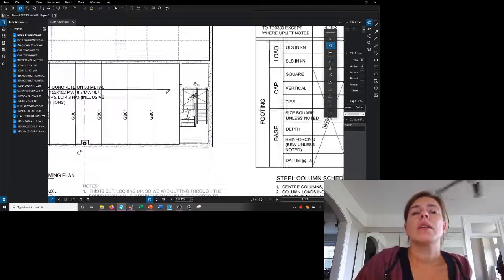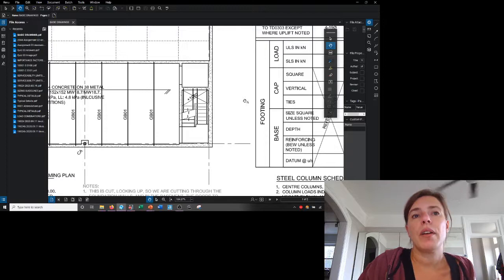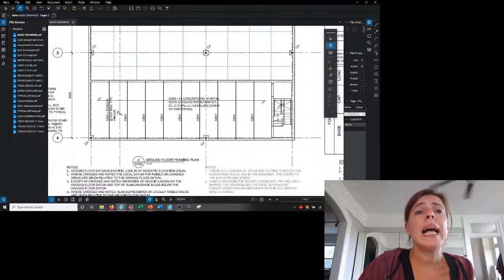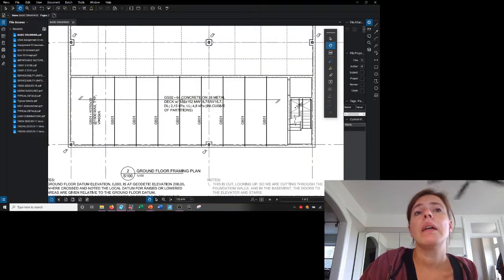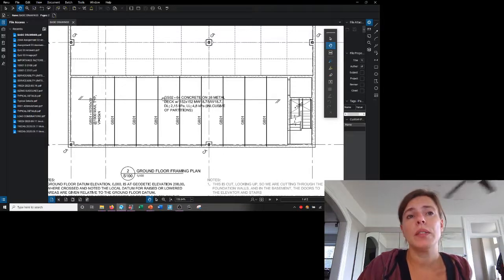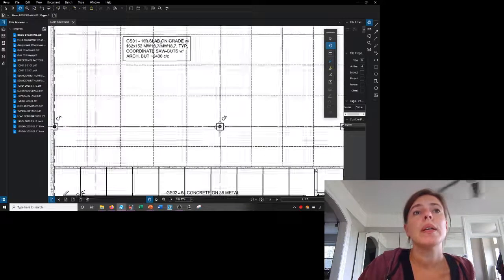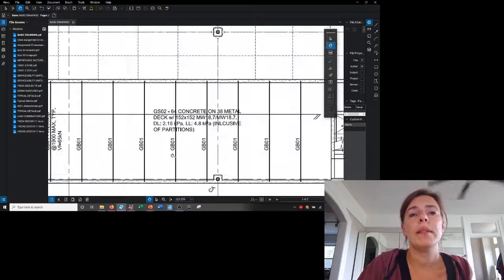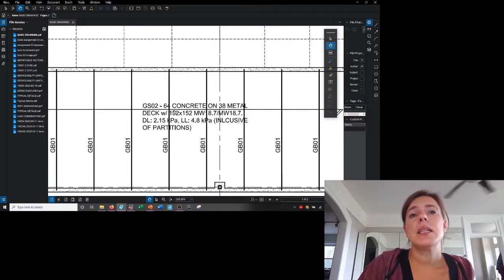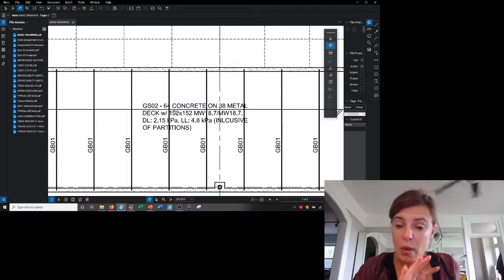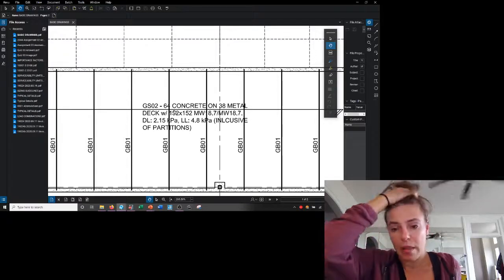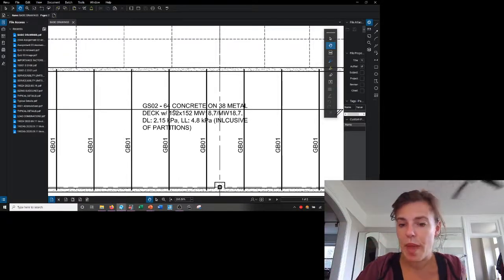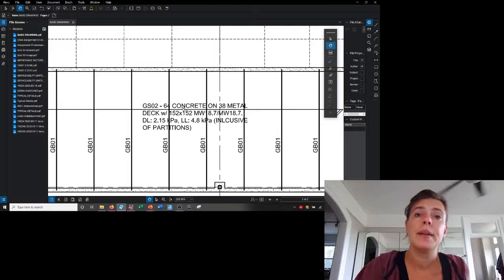We've got our stairwell and our elevator opening. You can see here that we've got concrete on metal deck. We've called it ground slab 02 because this was ground slab 01. And it says that it's 64 concrete on 38 metal deck. We're going to talk about that more as well, and I'm going to draw you some diagrams of what that means and what the loads look like for that.